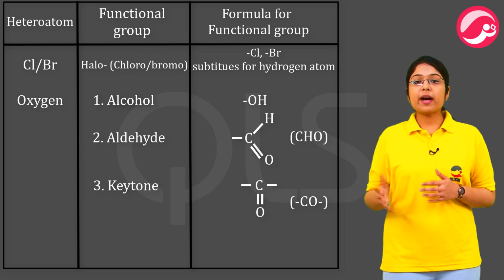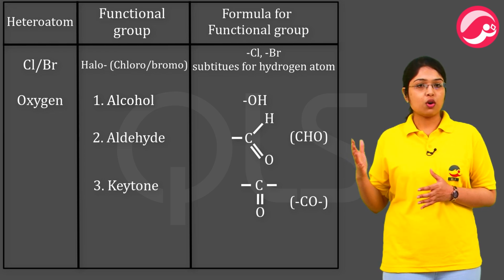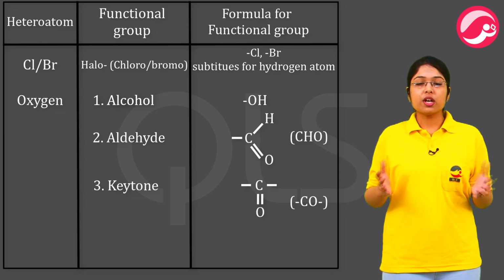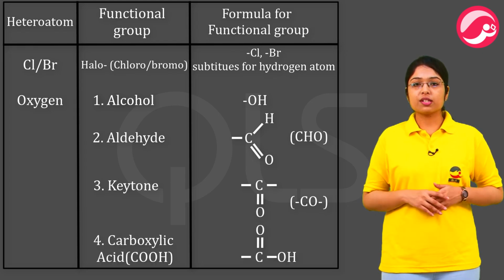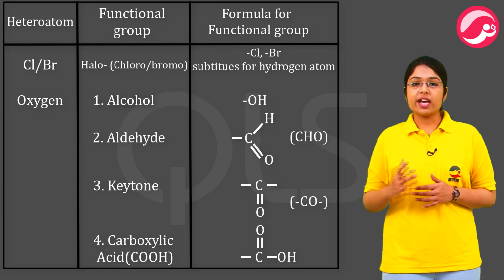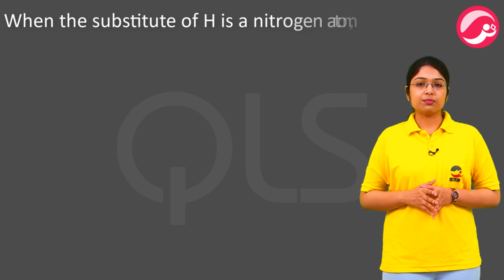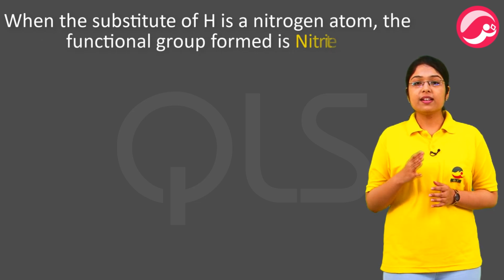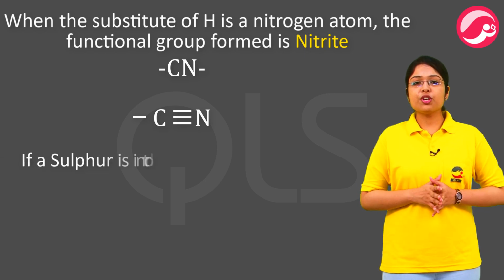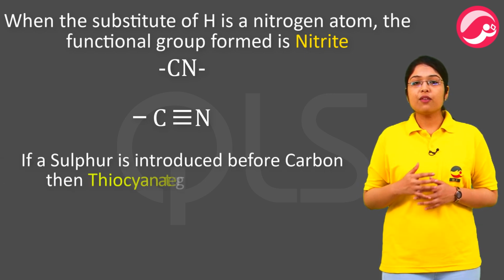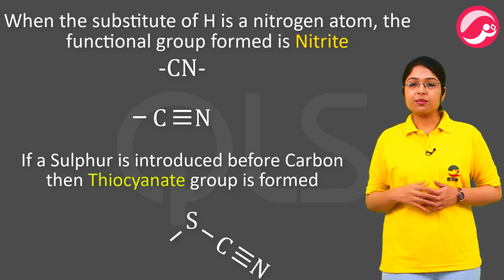Now, if we combine the functional groups alcohol, OH, and ketone, CO, we will get a new functional group, that is carboxylic acid, COOH. When the substitute of hydrogen is a nitrogen atom, the functional group formed is nitrile, CN. Now, if a sulfur is introduced before carbon, then the functional group thiocyanate is formed, SCN.